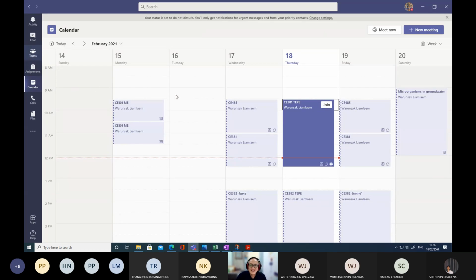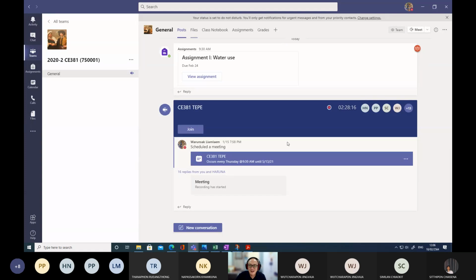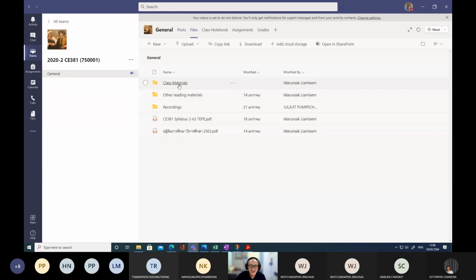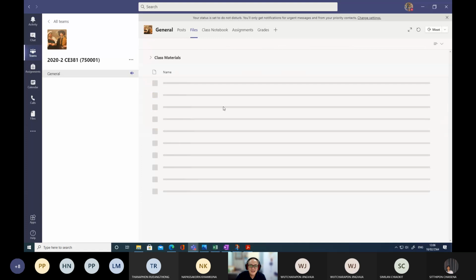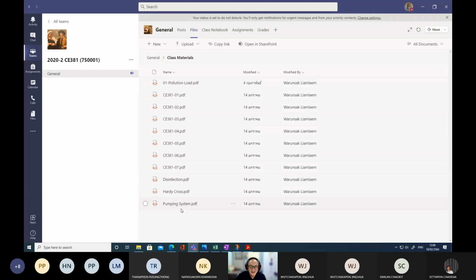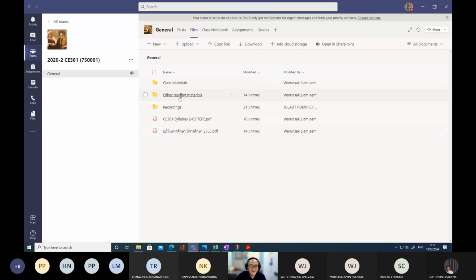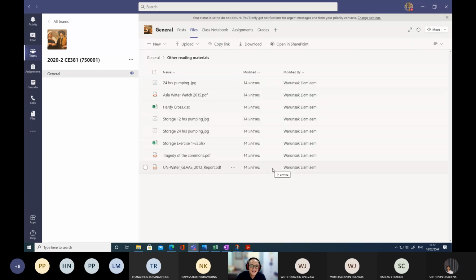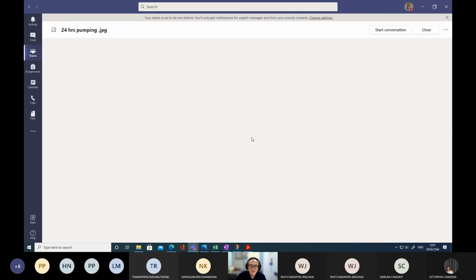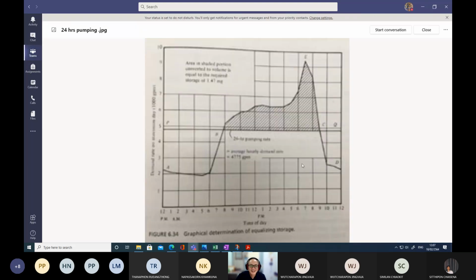I would just pick a file from the Microsoft Teams which is already there in your computer. So you can go to the files, and within the folder other reading materials, you will see something like 24 hours pumping. It's photographs. I have taken it from the textbook. This one is just similar to the previous sample.